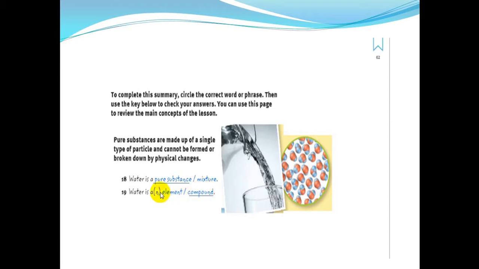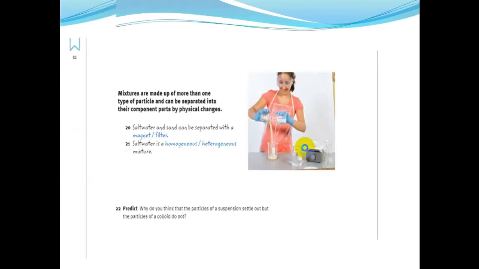Okay, not an element because it has two different types of atoms. In question 20 on the same page, salt water and sand can be separated with... if you mix the sand and water, how can you separate them? By magnet or by filter? Yes, of course, by filter paper. We add the filter paper and we pour the water. The sand stays in the filter while the salt water goes down.